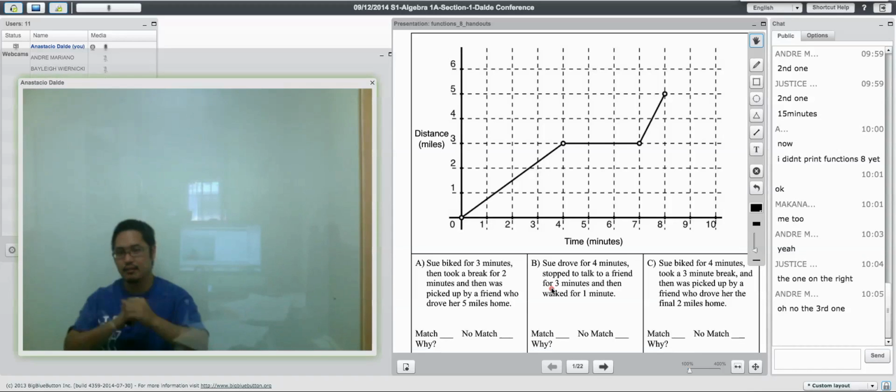Because I'm looking at that graph and I can see how that works. I can see the 4 minutes. I can see the 3 minutes. But the slopes don't match.